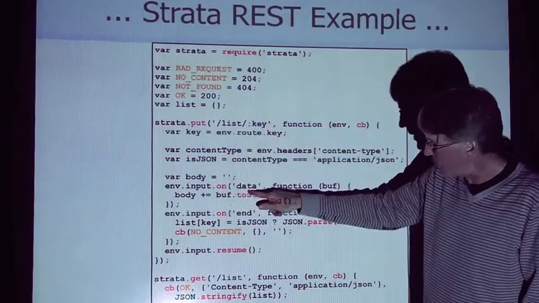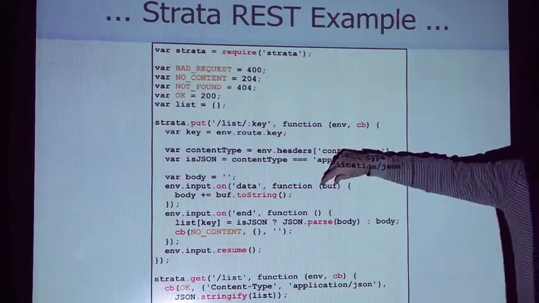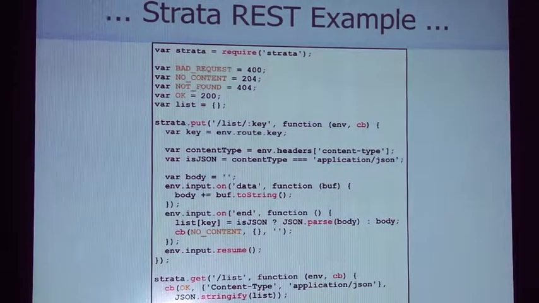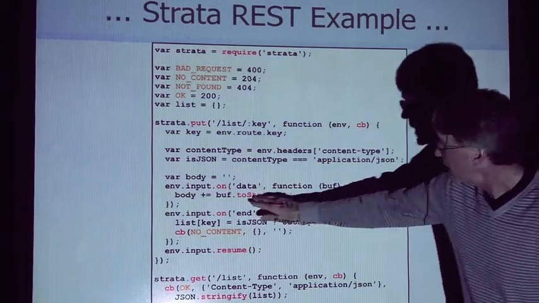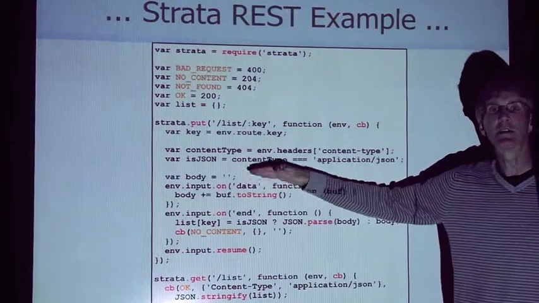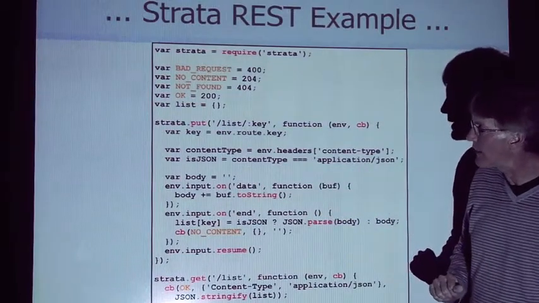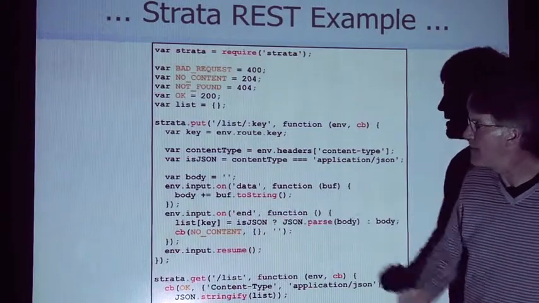And then I say, if I get a data event, what I want to do, I'll be passed a buffer. It's not a string, but it's this other kind of node data structure for holding on to data. But you can call toString on that to turn it into a string. So I've got a buffer, turn it into a string, and just concatenate it to the body. And I don't know how many times this is going to be called, but I'll just keep concatenating the pieces. And finally, when I've gotten them all, I'll get an end event.